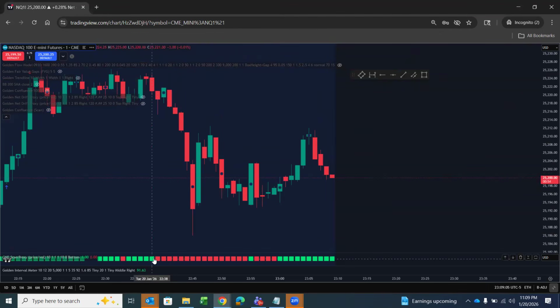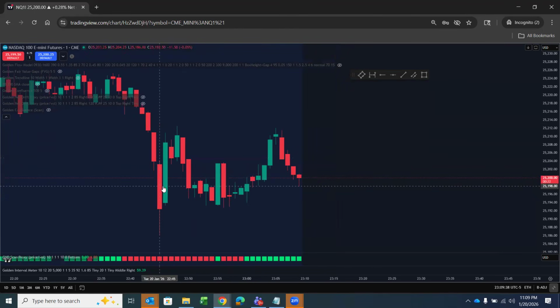First indicator below is, let's see, the name: the Golden Interval Meter. Soon to be released. This one here is actually included with the Golden Net Drift current indicator, but it's going to be taken off the charts and moved down to be an oscillator. So it's going to be the Golden Net Drift Scanner.